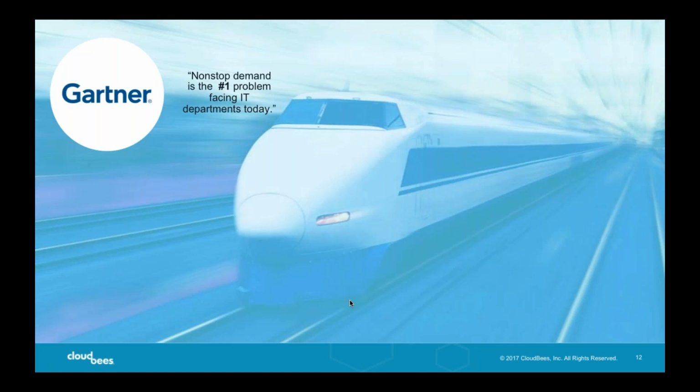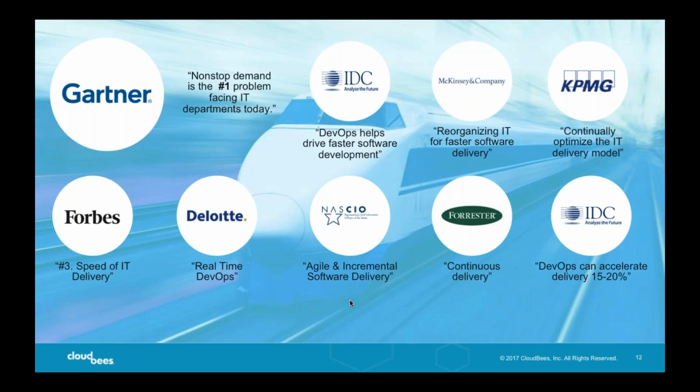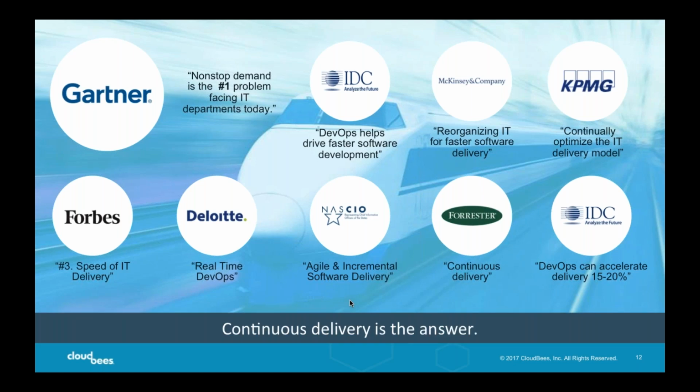So Gartner tells us that nonstop demand is the #1 problem facing IT departments today. And as I said before, software is prevalent, so in fact, it's the #1 problem facing businesses today. And that's supported by a number of our thought leaders in the industry. Consensus has pointed towards the fact that we need to deliver faster to address this demand, and that DevOps and continuous delivery and support of DevOps is the answer.